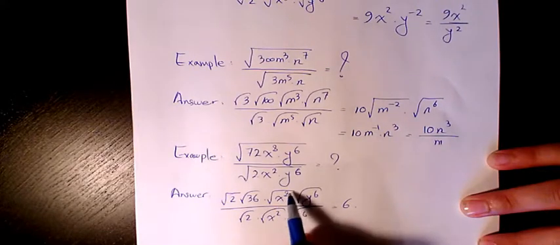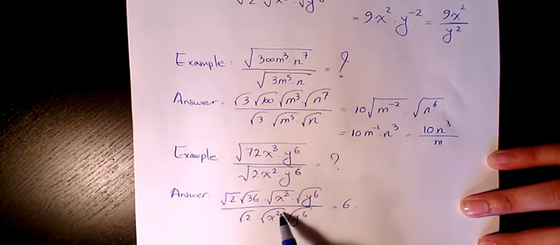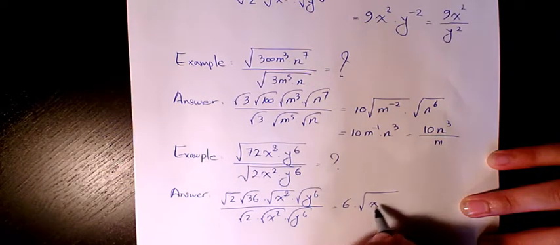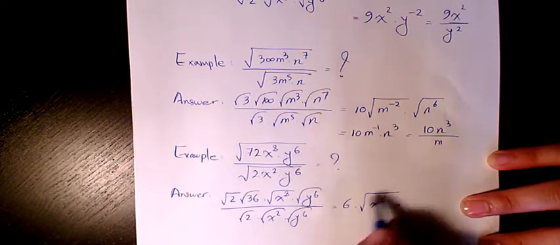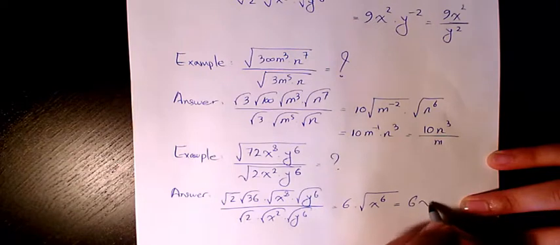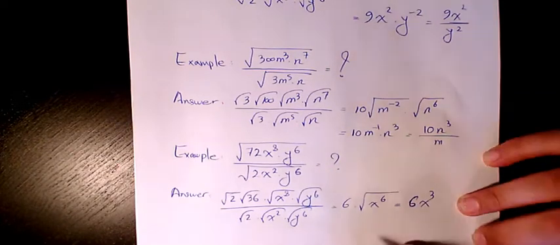Square root of x to the power of 8 divided by x to the power of 2 is going to be square root of x to the power of 6. So the square root of x to the power of 6 is going to be x to the power of 3, 6x cubed. That's the final answer.